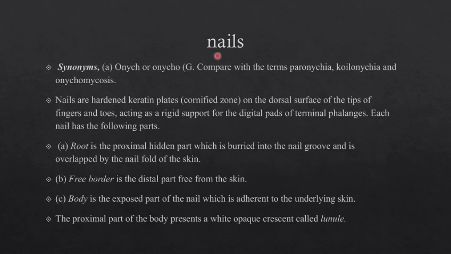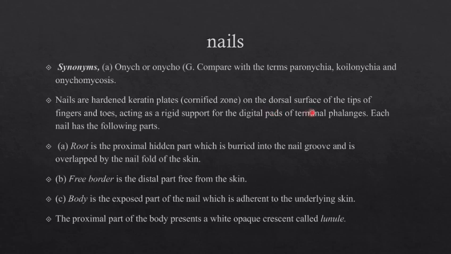Next, these are the nails. See the synonym. The synonym of nail is onyx. Please note it, this is so much important. Compare with the terms paronychia, koilonychia and onychomycosis. Nails are hardened keratin plates, cornified zone.